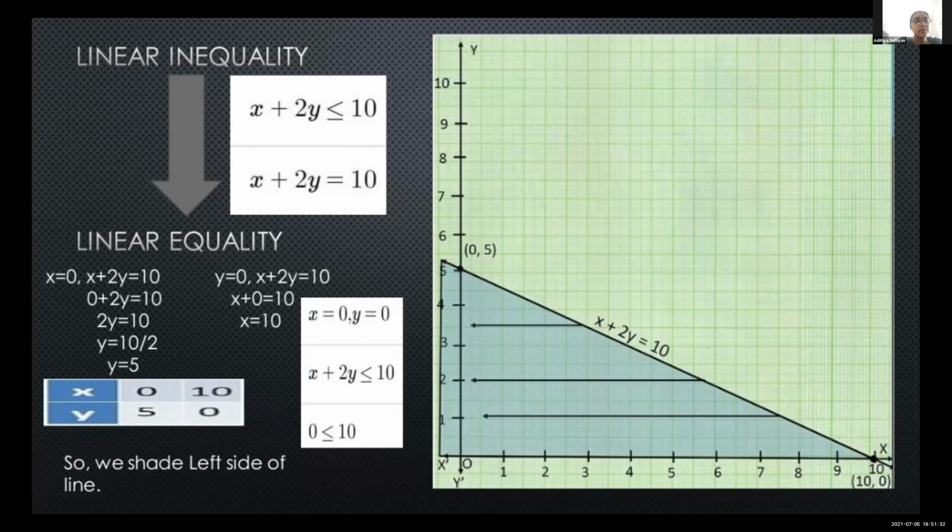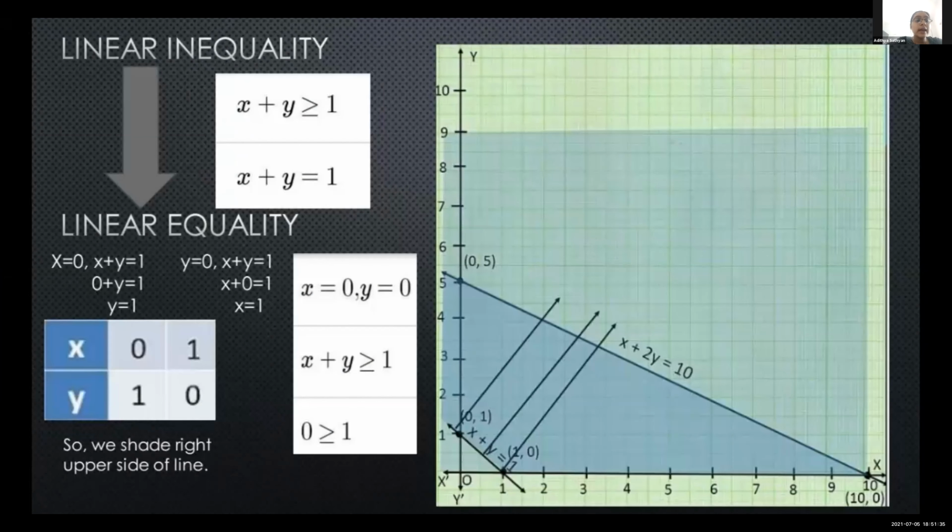And then the next inequality, x plus y greater than or equal to 1. You have to make the linear inequality into a linear equality, that is x plus y is equal to 1. Change the sign and make it into a linear equality. Then you give x as 0, you got the y value as 1, and y as 0, you got the x value as 1. So you got the points 0, 1 and 1, 0. 0, 1 lies on the y-axis and 1, 0 lies on the x-axis. So just plot the points and draw the line.